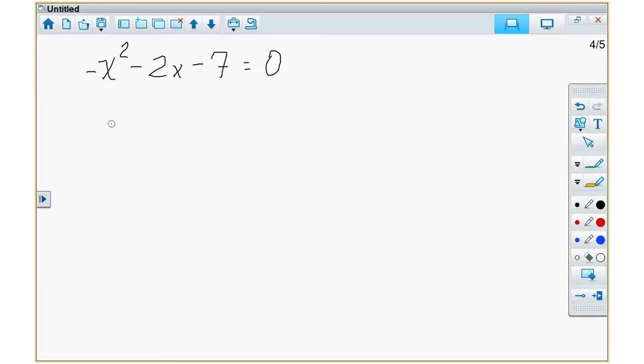What do you do when you divide by negative? Just changes it to the negative. Yeah, negative 1. Yeah.